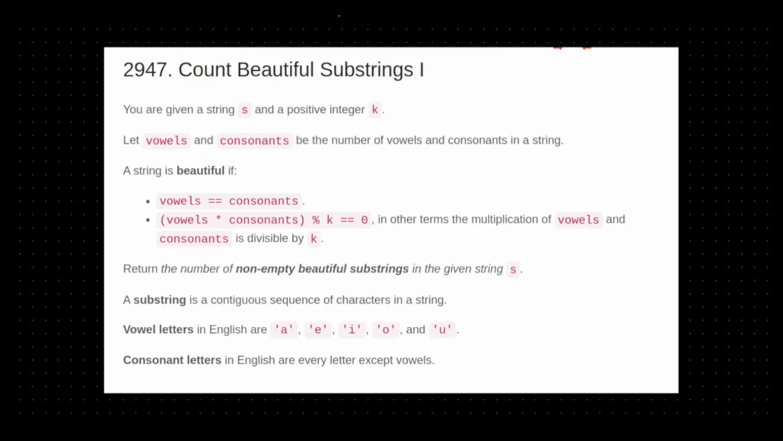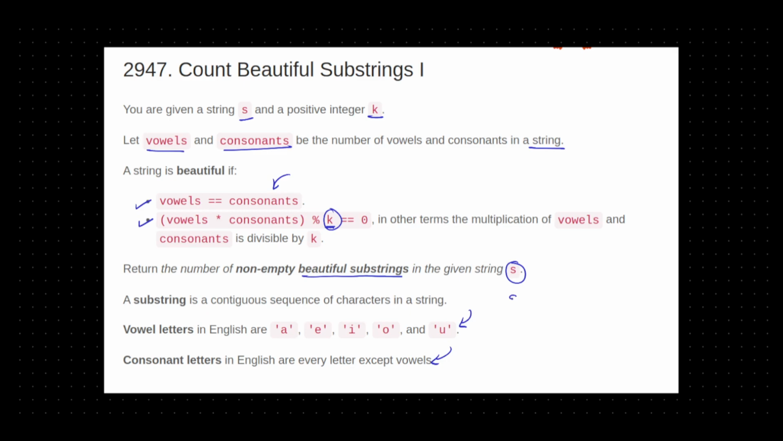Next question is count beautiful substrings 1. This is the easier version of that. Constraints are fairly small. So you are given a string s and a positive integer k, and vowels and consonants, these two variables are introduced, which denote the number of vowels and consonants in the string. A string is beautiful if the number of vowels is the same as the number of consonants, and this condition is also valid: the product of vowels and consonants, modded with the given input k, is 0. The multiplication of vowels and consonants is divisible by k, and we need to count the number of non-empty beautiful substrings in the given string s. A substring is a continuous sequence of characters in a string, and vowels and consonants are defined as follows.